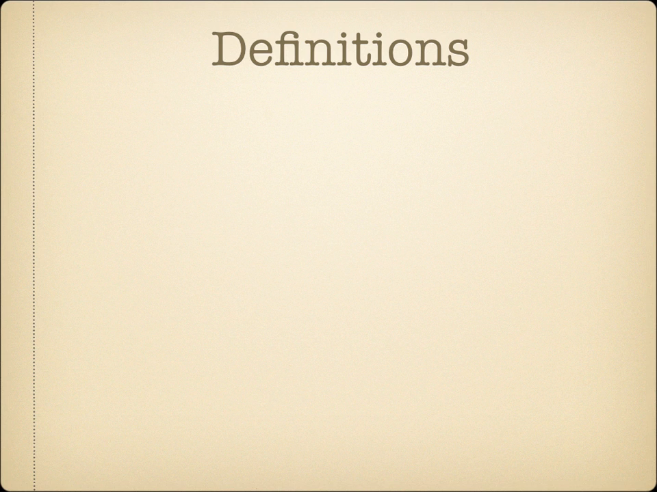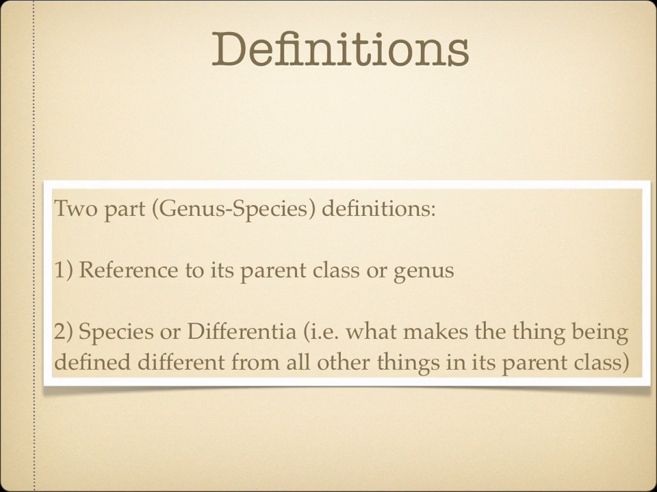To avoid creating stovepiped or idiosyncratic lexicon, always use two-part genus-species definitions. Always start a definition by referring to the parent class of the thing being defined. Then add the differentia, or that which distinguishes the thing being defined, from all other things in the parent class. Examples will follow shortly.